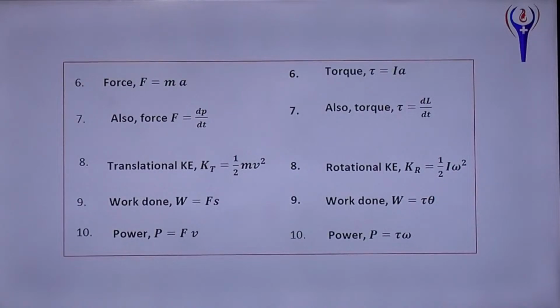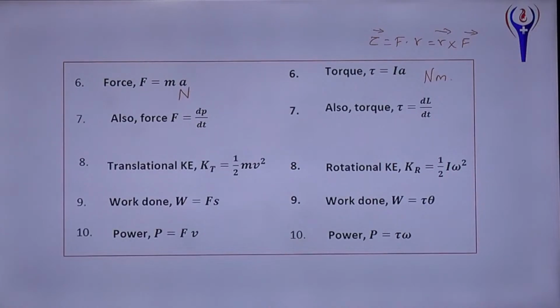Force, F equal to m into a. Unit? Newton. Torque tau equal to I into alpha. Unit? Newton into meter. Because we said tau is nothing but force into perpendicular distance. Is it so? As r cross F we studied. In vector notation means r cross F. So, F into distance, that is N into m, Nm.